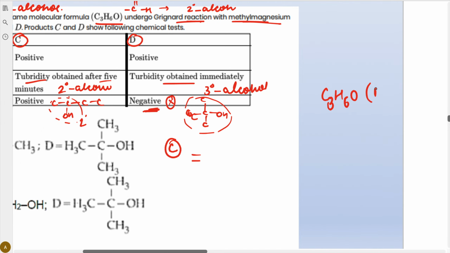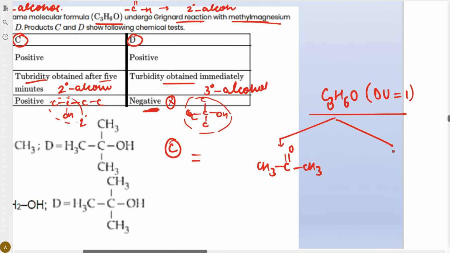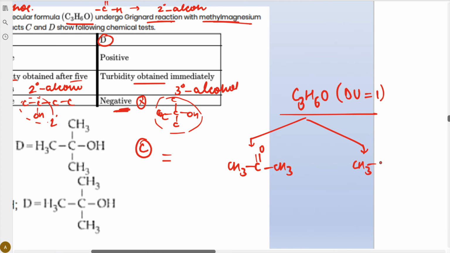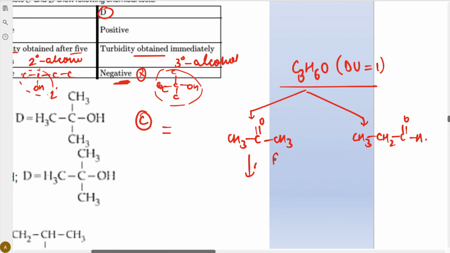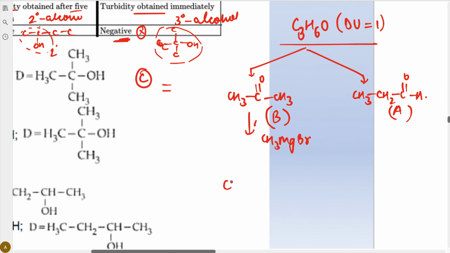C3H6O. Here the degree of unsaturation will come to 1, you calculate the DBE. From here, these are the two compounds: acetone as one compound, and here we have propanal, the aldehyde. In this, if I do the Grignard reagent, this is called B and this is A. If in this I do the Grignard reagent, I will get a 3-degree alcohol. So here I will get CH3, CH3 and OH. This is your D, the 3-degree alcohol.